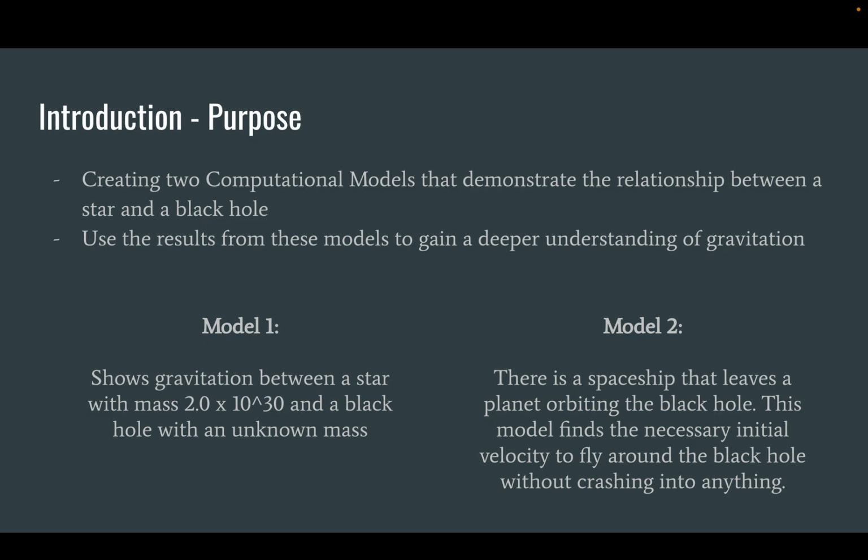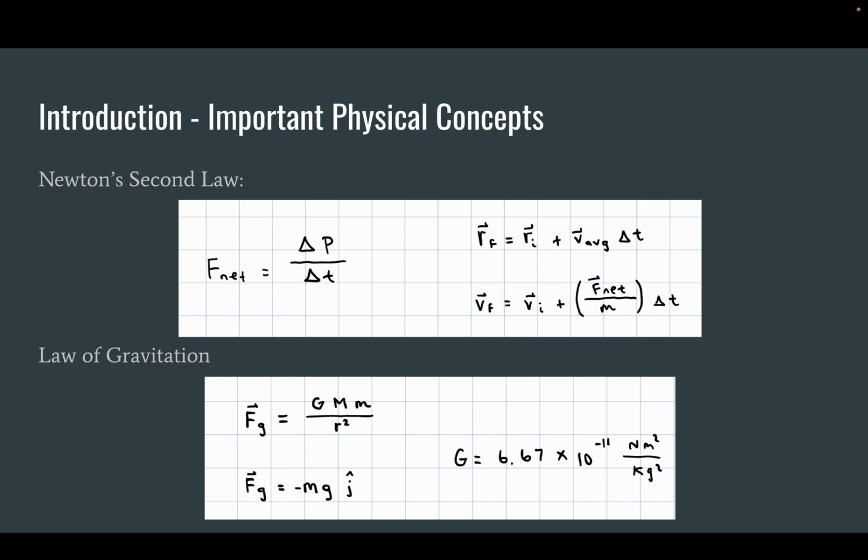The second model will help us find the necessary initial velocity for a spaceship to fly around the black hole without crashing into the planet orbiting the black hole or the black hole itself. In this case, the spaceship is the system, and the black hole and planet act as its surroundings. Here are some key concepts that we need to understand before we dive into the computational models.